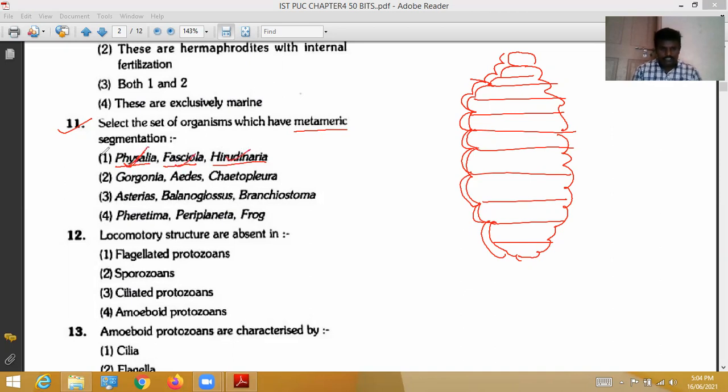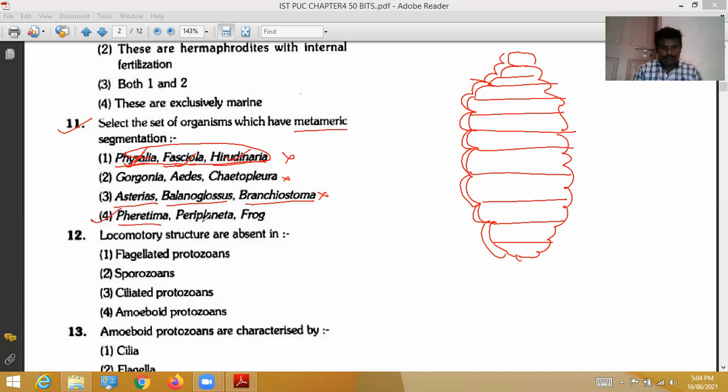Fasciola hirudinaria. In this one, we cannot find any metamerically segmented body. So option 1 is wrong. Gorgonia, Chaetopleura: these do not show metameric segmentation. Asterias, Balanoglossus, Branchiostoma: these also do not show any segmentation. So here the correct option is 4.